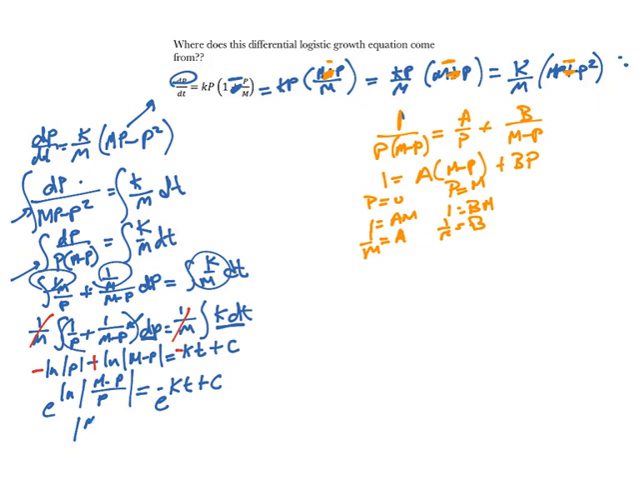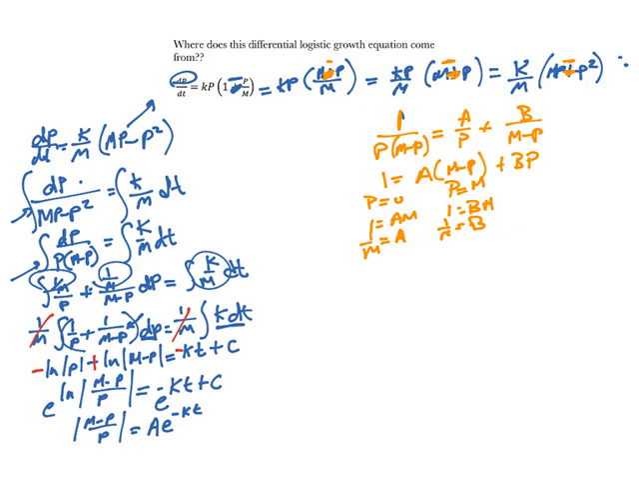Now I can e both sides, and I know that on the left I will just have the absolute value of m minus p over p, and on the right I will actually have e to the negative kt times some constant. Well, we're going to call that constant a instead of c. Okay? So it's a e to the negative kt. Hopefully that makes sense.